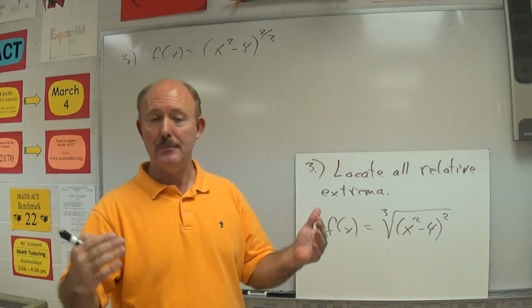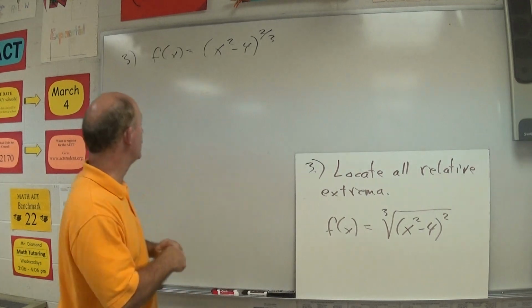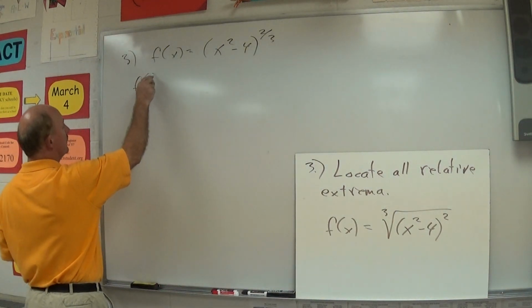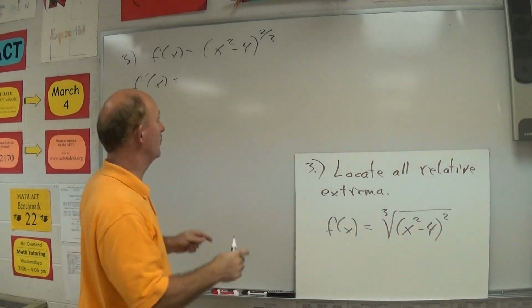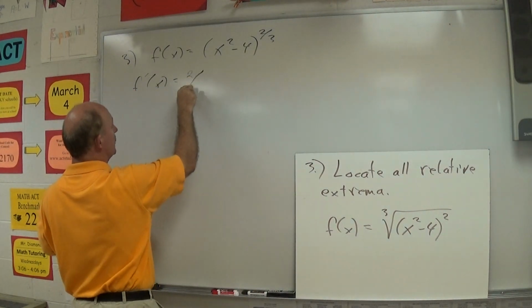So to get it started, let's get the derivative. To find the derivative of this function, we're going to have to use the chain rule. So take the derivative of the outside, bring the 2/3 down.